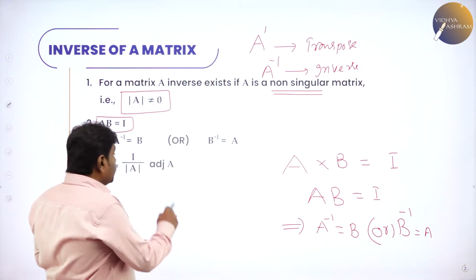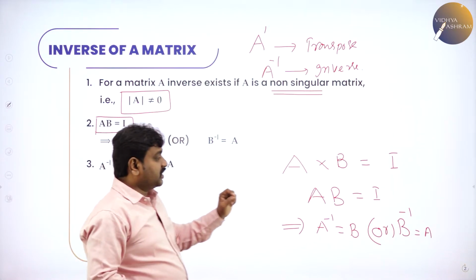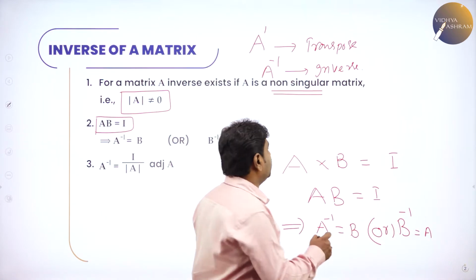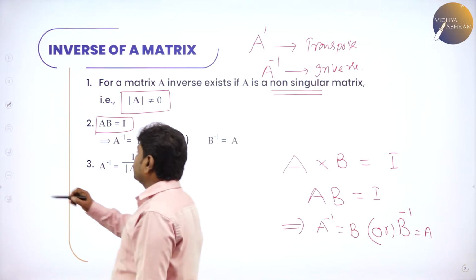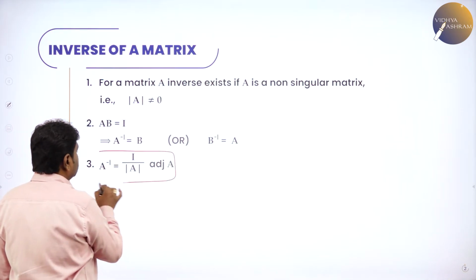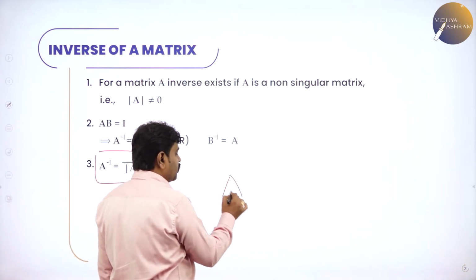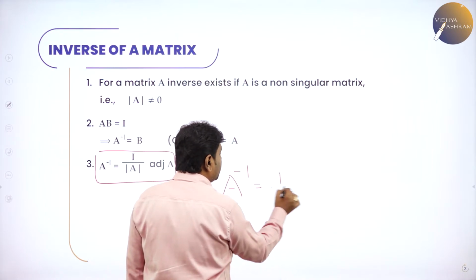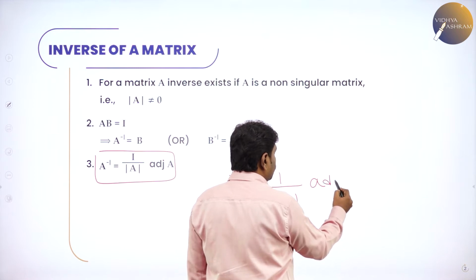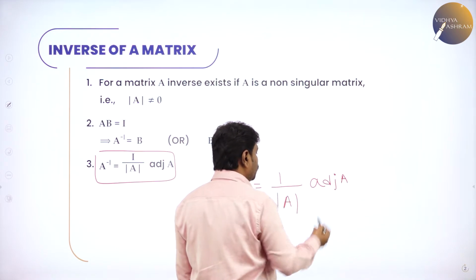Then the inverse of a matrix is another matrix. When you multiply a matrix with its inverse, it gives the identity. How to find the inverse? In order to find the inverse, we have a simple formula: A inverse is equal to 1 divided by determinant A into adjoint A. What is A inverse? 1 divided by determinant A into adjoint A.